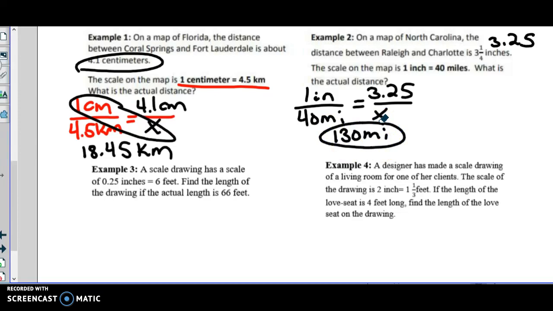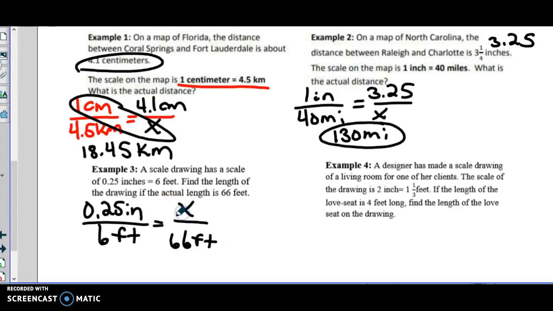Example 3. It tells us a scale drawing has a scale of 0.25 inches equals 6 feet. Find the length of the drawing if the actual length is 66 feet. So 0.25 inches over 6 feet. This time, they didn't tell us the model length, they told us the actual length. And my clue was also that I have like units, feet. So 66 feet and then x.